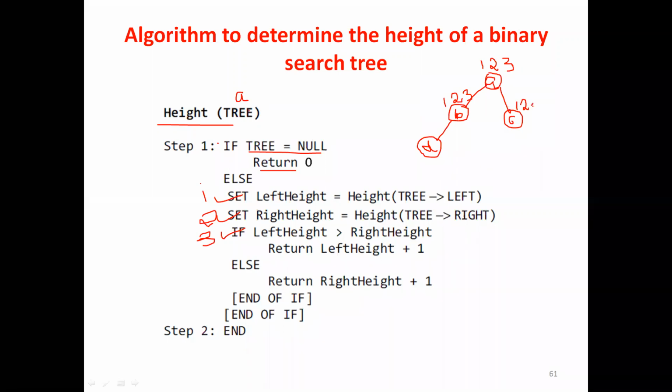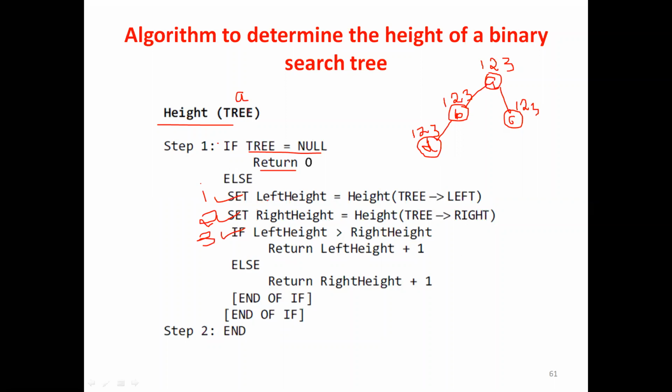Whatever the 3 steps I have named, what are the 3 steps? First step is checking whether the particular node is having a left subtree or not. Second step is whether that node is having a right subtree or not. Third step, I'm calculating the height of the particular node.